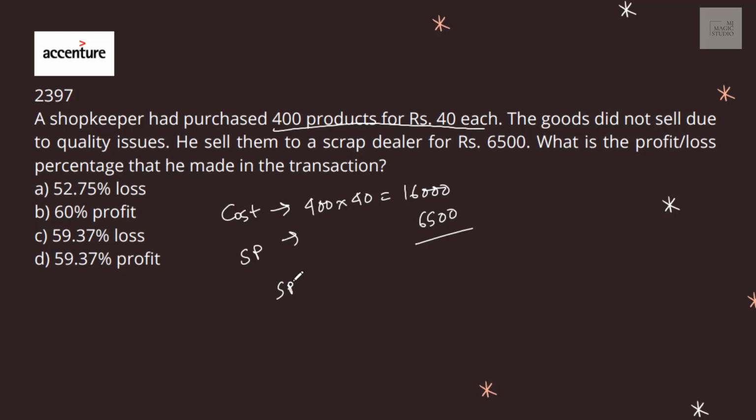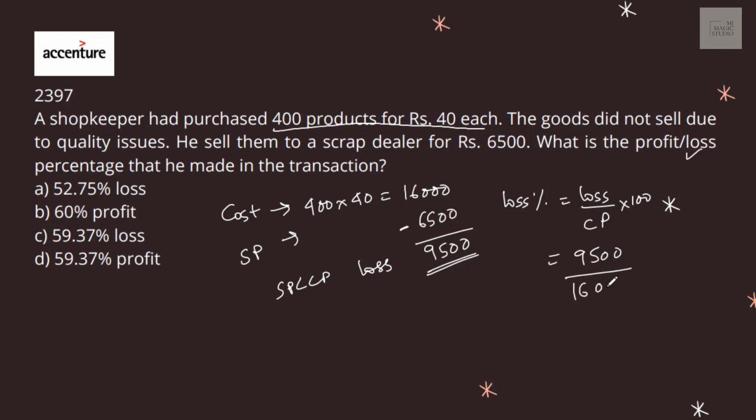Since the selling price is less than the cost price, the shopkeeper is incurring losses. 16,000 minus 6500, 9500 is his loss. What is his profit or loss percentage? Obviously, it should be the loss percentage that he made on the transaction. Loss percentage is always calculated on CP, that is given by loss by CP into 100. Loss is 9500, CP is 16,000, into 100.